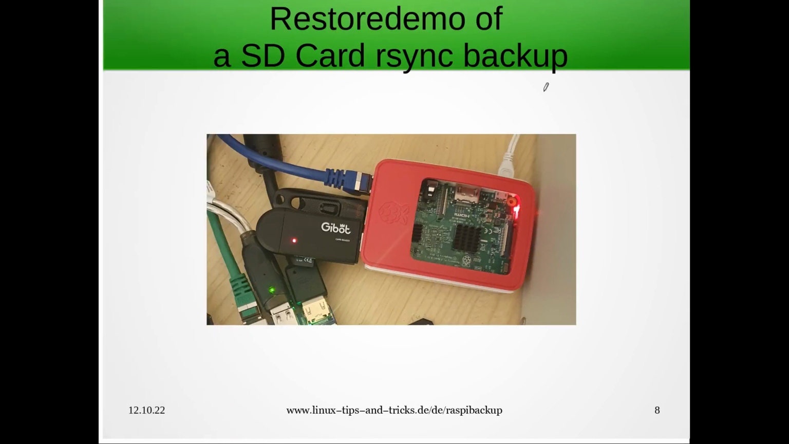So that's the environment I use to demonstrate the restore. Over here you can see a Raspberry Pi 3. Over here you can see the SD card adapter with a small SD card. Over here you have a device I stored the backup on, and so when I execute the restore, I will pick up the backup directory stored on this device and restore it on this SD card.